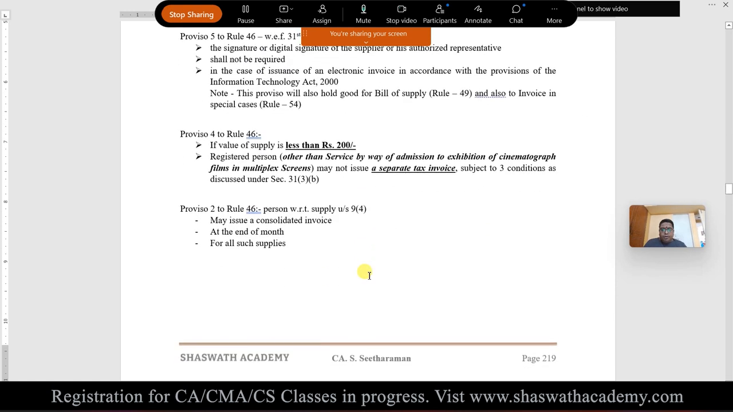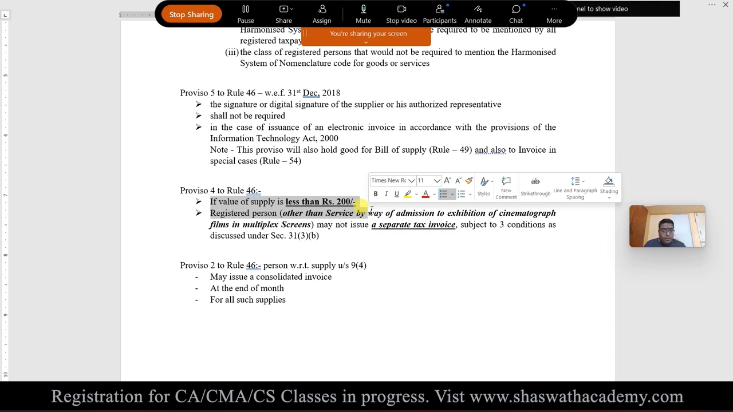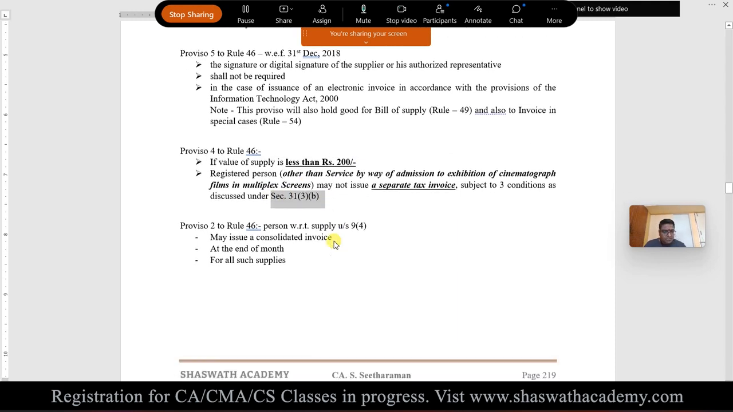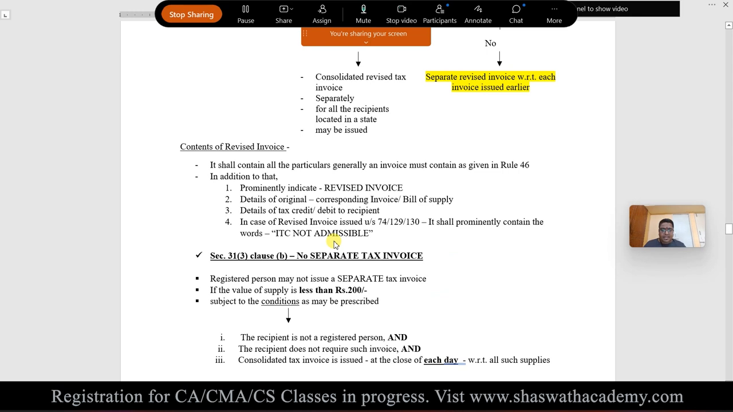So this is very important. Now we are going to consolidated tax invoice. My dear, consolidated tax invoice will come in two places. First one: if the value of supply is less than 200, that is to say 199 or below, provided three conditions are satisfied. That is given in section 31, subsection 3, clause C, clause B. This is the no separate tax invoice criteria. The recipient must be unregistered, and the recipient does not require the invoice, meaning they should not ask for the invoice. And finally, consolidated tax invoice has to be issued at the end of each day.